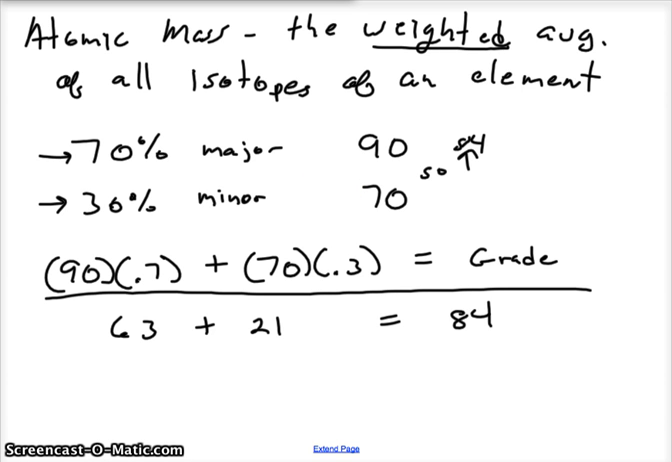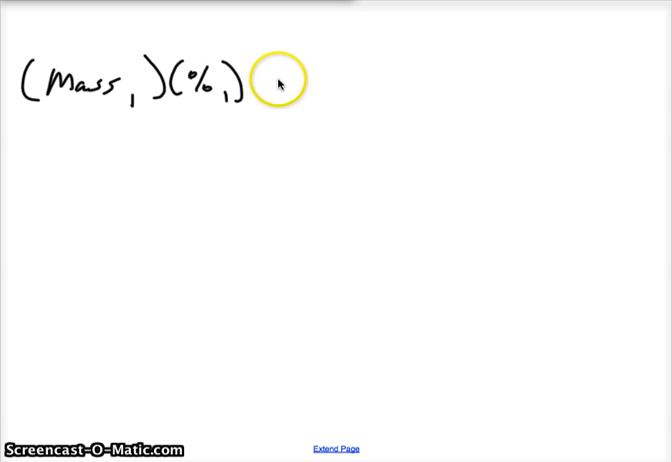So let's get a basic formula that we can use to do so. Since atomic mass is the weighted mass, we're going to look at the mass of isotope 1 times the percent abundance, as we're going to call it, of isotope 1, and we're going to add to that the mass of isotope 2 times the percent abundance of isotope 2.